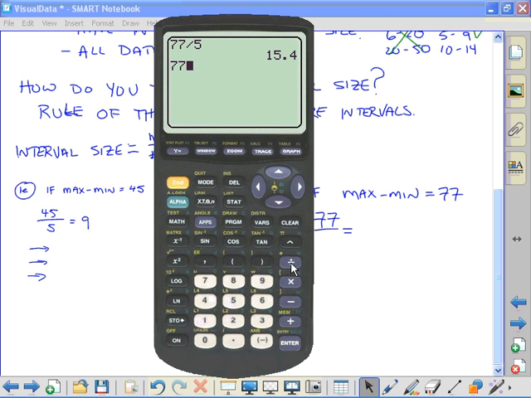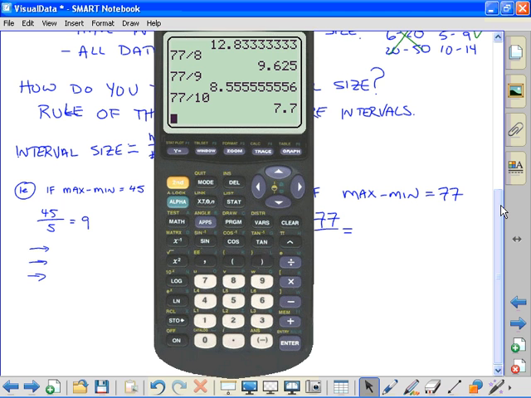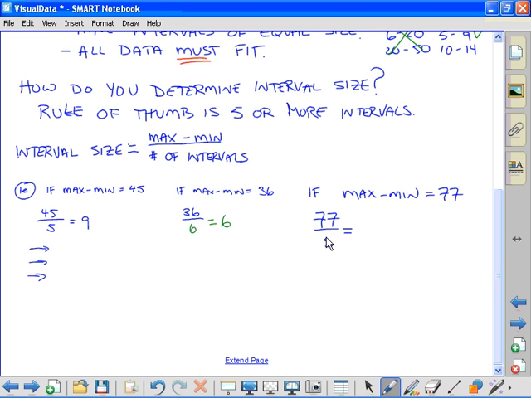That's not too bad. Divided by 6, I don't like repeating decimals. Repeating decimals are not a lot of fun to work with. 77 divided by 8, 9.625, that's not too bad. 77 divided by 9, back to repeating decimal. 77 divided by 10, 7.7. So you have the option of either using 5 or 10. It depends on what you prefer. So you end up with the 15.4, or 77 divided by 10, 7.7.